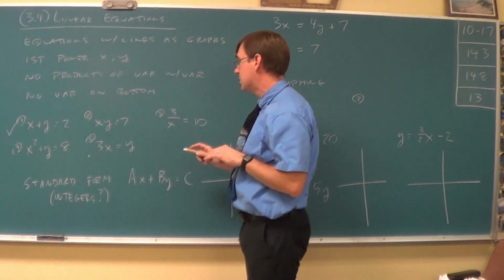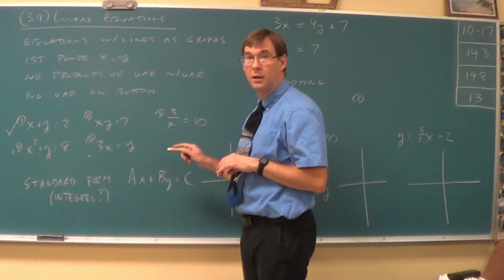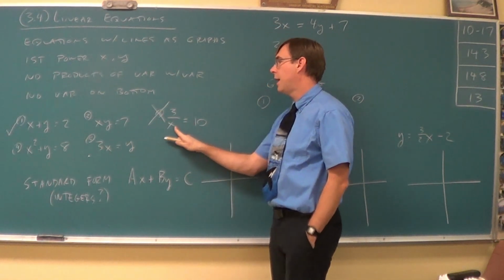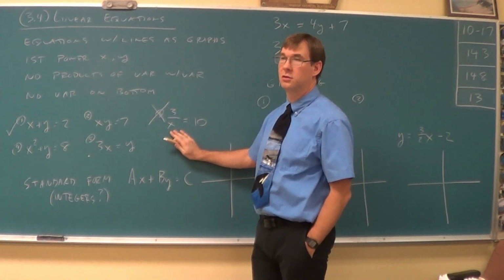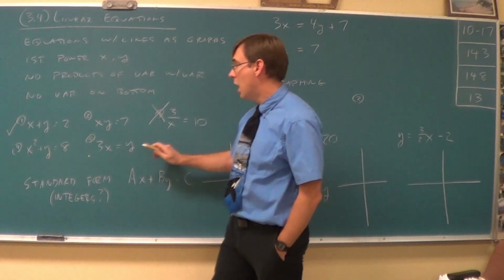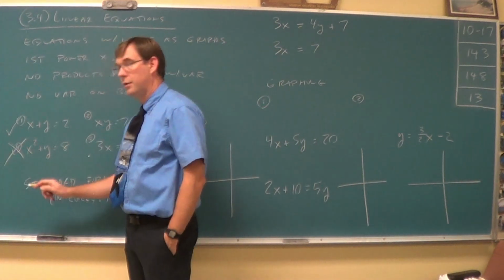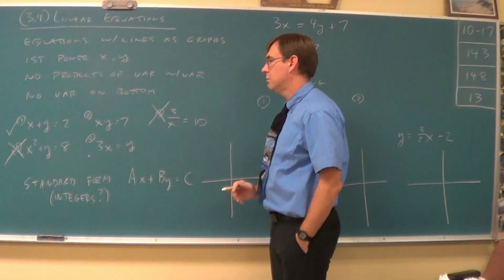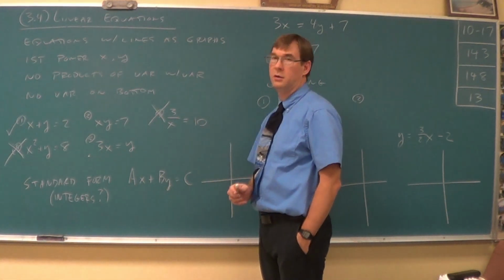3 is a no because of variables on the bottom. Not allowed to have variables on the bottom. That's a true story. Third customer? 4 is a no. Why is 4 a no? You're not allowed powers on the variables. That's true. So 2 more people to weigh in on 2 or 5.